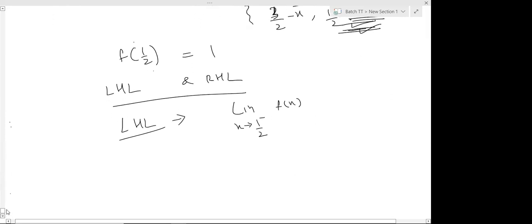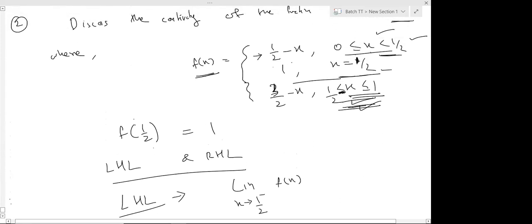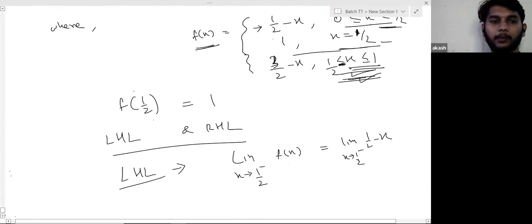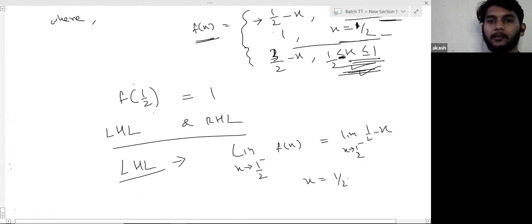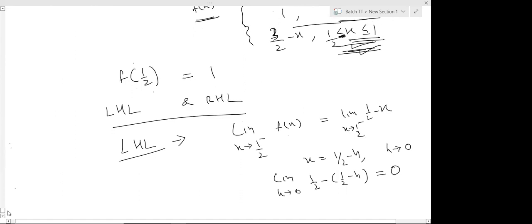All right, Sahel. Yes, sir. So what is f of x here? So half minus x. So we can replace the value: limit of half minus x, x tending to half minus. Now I've told you always substitute the value. x is half minus h and h tending to 0. So we can rewrite the limit as limit h tending to 0 of half minus h. Now we can put h equals 0 directly. So this will be 0. Yes or no, both of you? Yes, sir. All right.